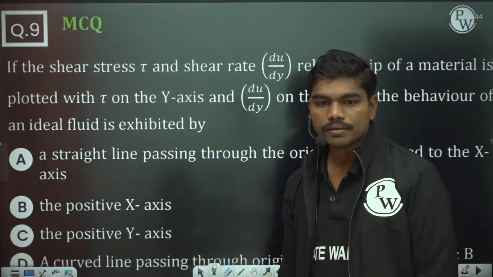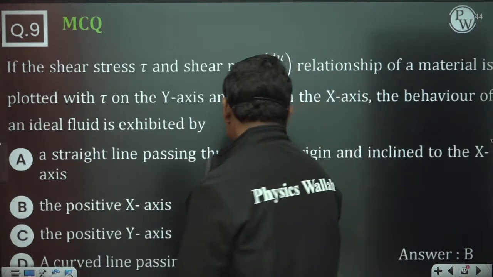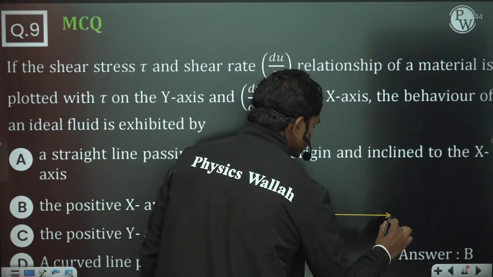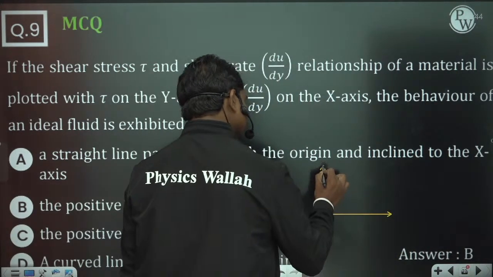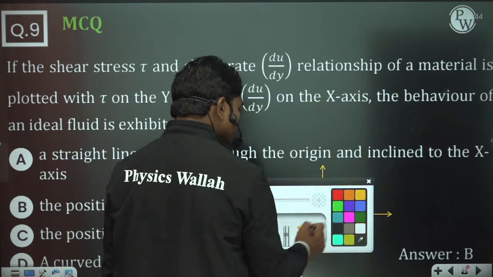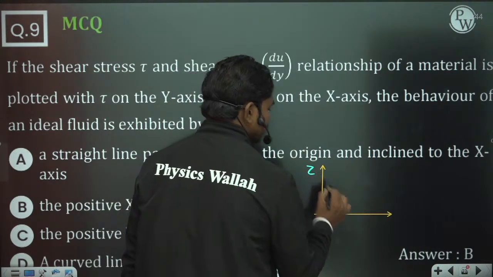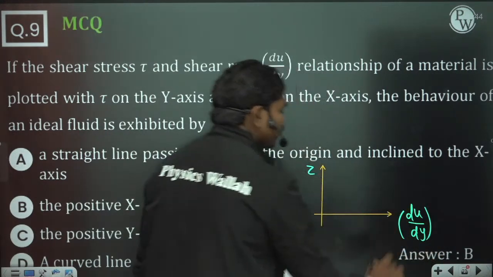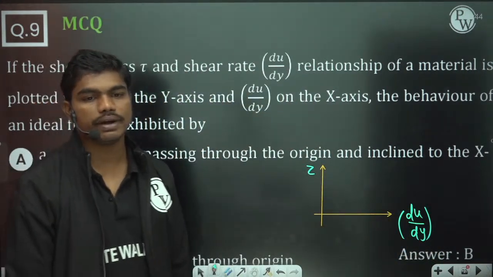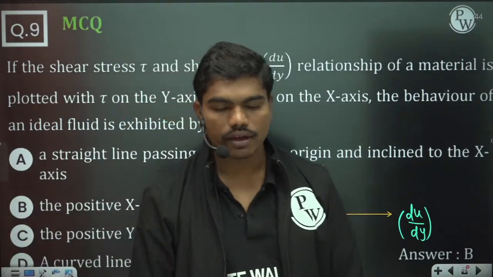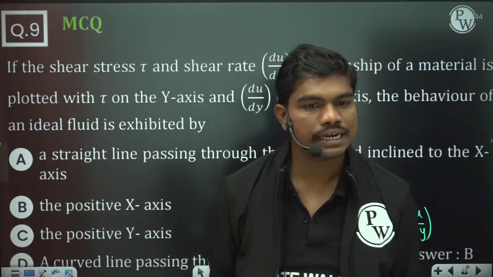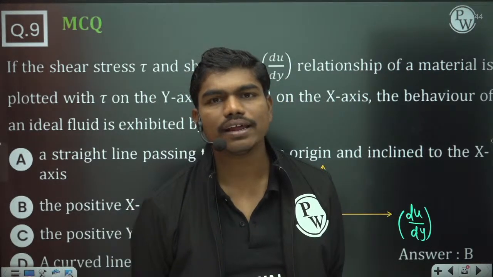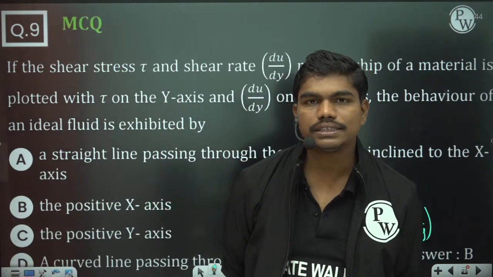Okay, so tell me, they have asked you something like this. There is this tau versus du by dy axis. Whenever there is tau versus du by dy axis, how is the ideal fluid actually denoted? So tell me one thing, what is an ideal fluid basically?